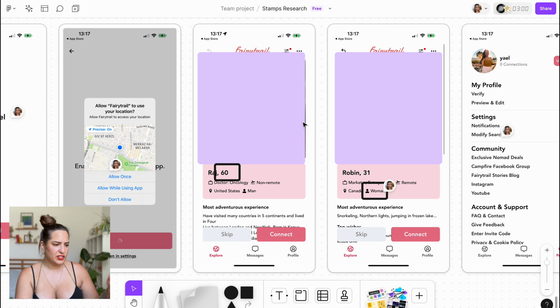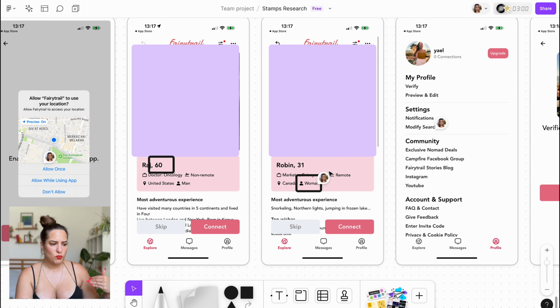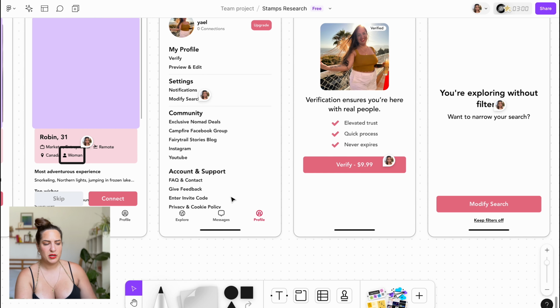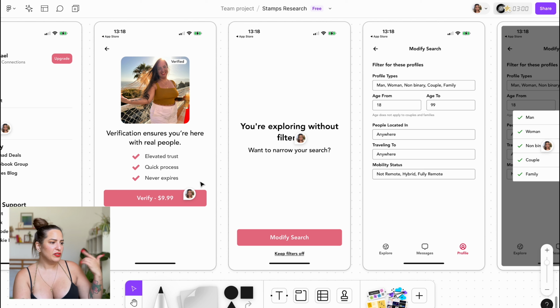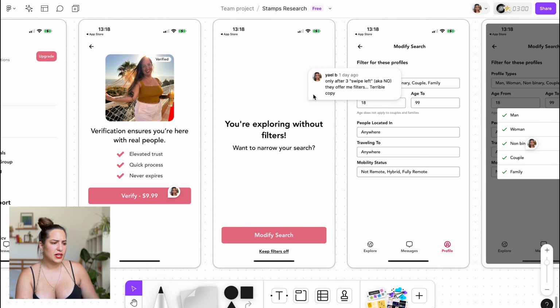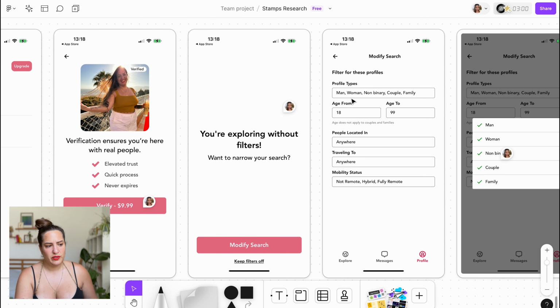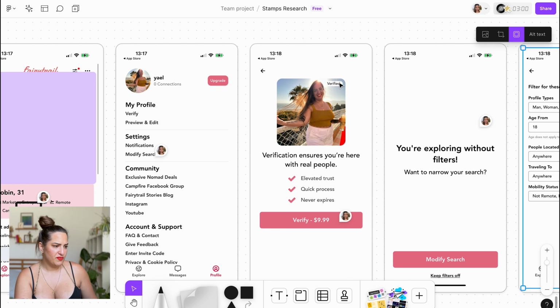And then it started showing me profiles. A 60-year-old man. The second one was a 30-year-old woman. And I'm like, where are my customizations? Why did no one ask me what I'm interested in? So I skipped 3 people. And only then they were like, oh, you're exploring without filters. And only then they asked me about these things. And also, if I want to be verified, I need to pay $6.